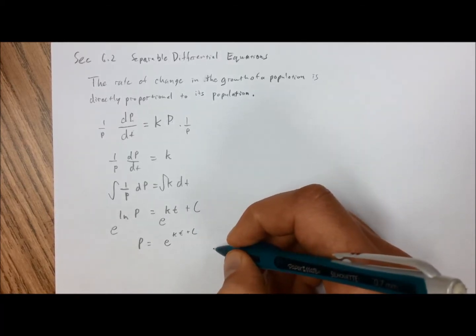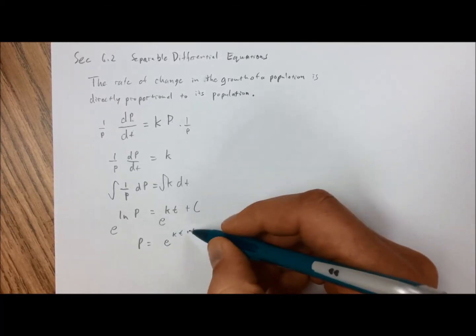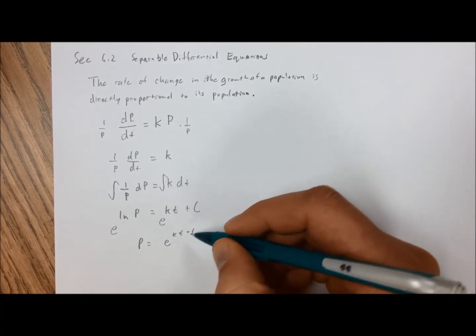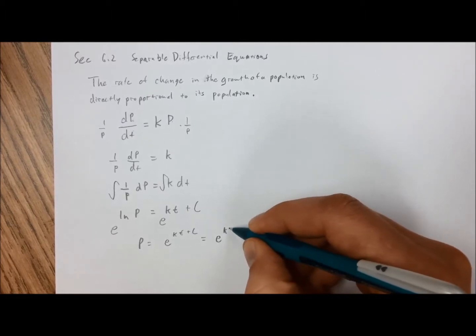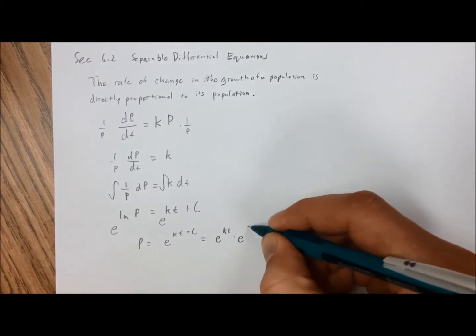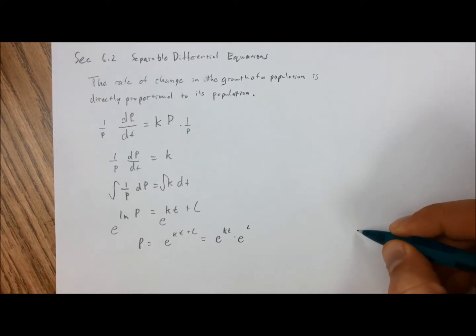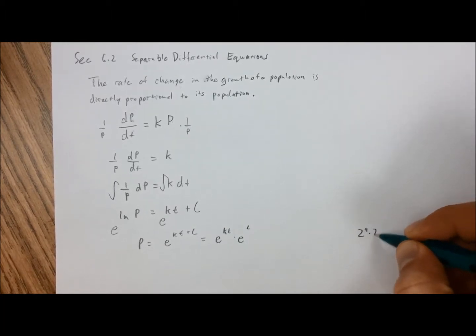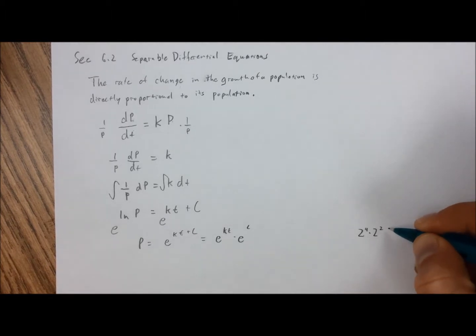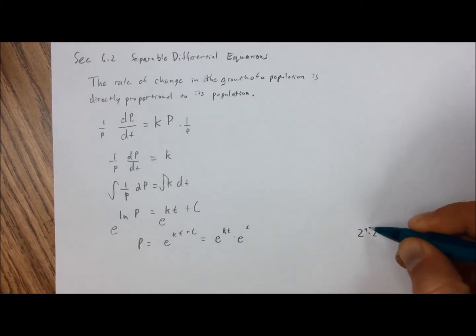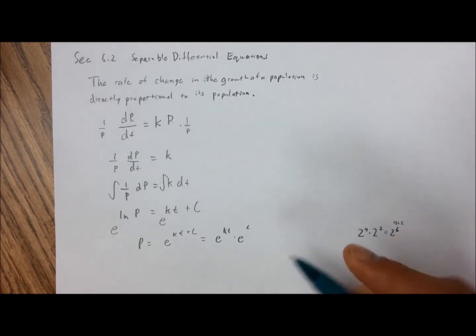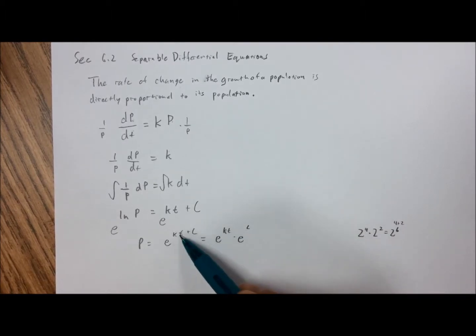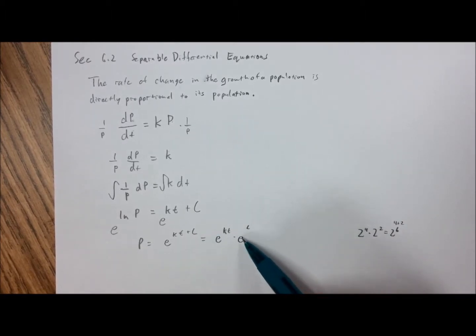Now, if we remember our properties of exponents, I can rewrite this as e to the kt times e to the c. Just like if I had 2 to the 4th times 2 squared, it would give me 2 to the 6th, which is 4 plus 2. This is kt plus c, which is e to the kt times e to the c.